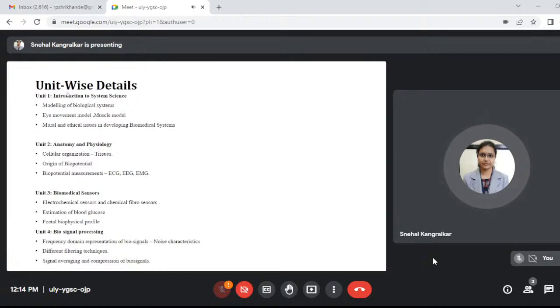So here a simple modeling of a muscle is there in unit 1, and apart from the muscle model and eye movement model, we have some ethical issues. So basically biomedical system design is an interdisciplinary field where electrical engineers, mechanical engineers, computer science engineers, or electronic engineers play a very important role. All of them play a very important role.